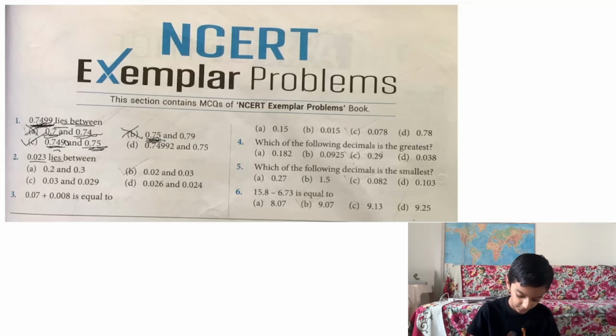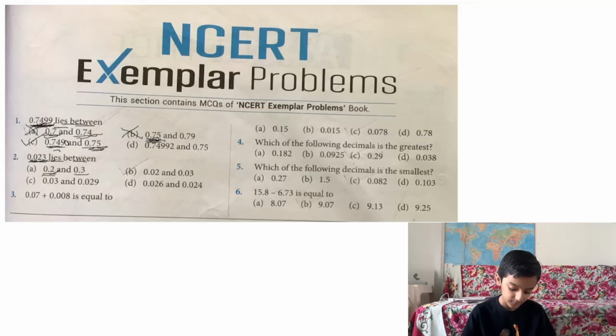0.023 lies between which two numbers? Here we have to check the decimal. For this question also we'll check every option. Let's start checking the first option. The first option is 0.2 and 0.23. Here this decimal should be after 0.2. Now let's compare. The whole part is the same. The tenths part of the decimal given in the question is 0, and in the first option it is 2.